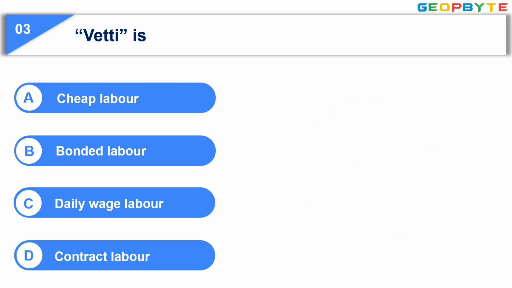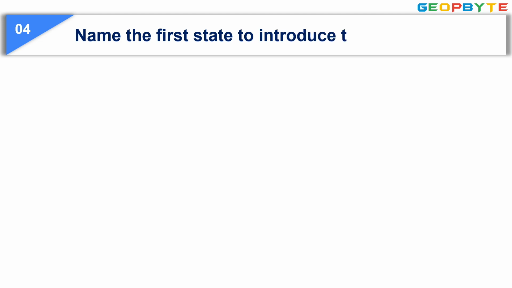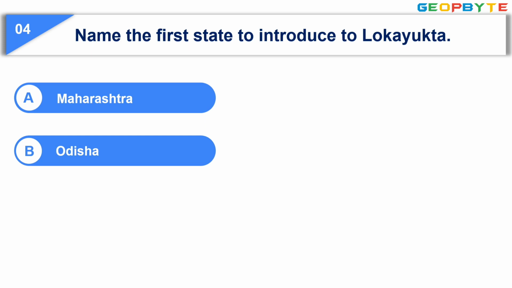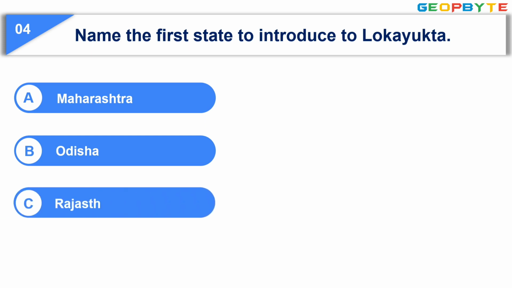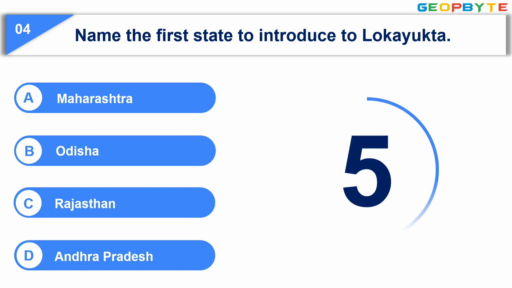Your time is up, and the correct answer is Option B, bonded labor. The fourth question is: name the first state to introduce Lokayukta. Option A, Maharashtra. Option B, Odisha. Option C, Rajasthan. Option D, Andhra Pradesh. Your time starts now.